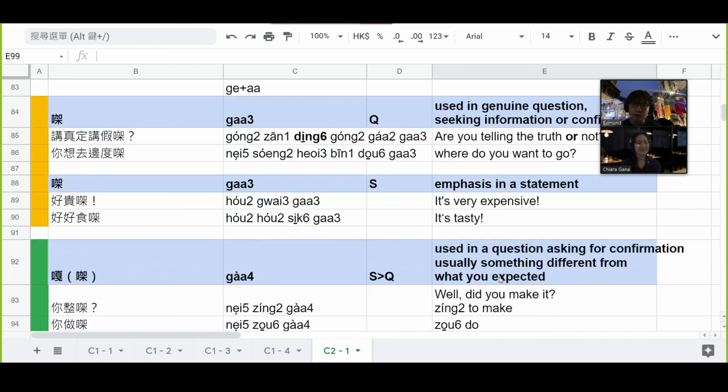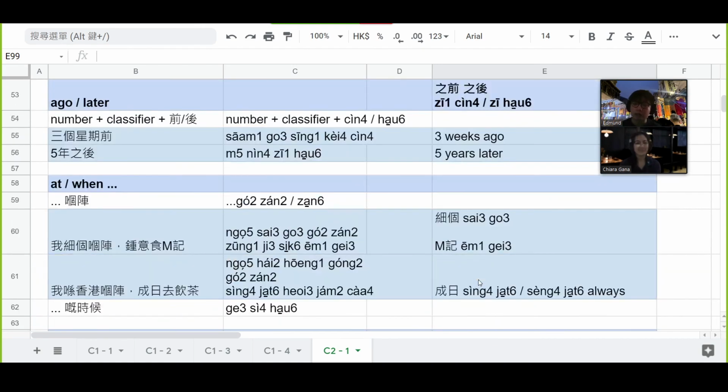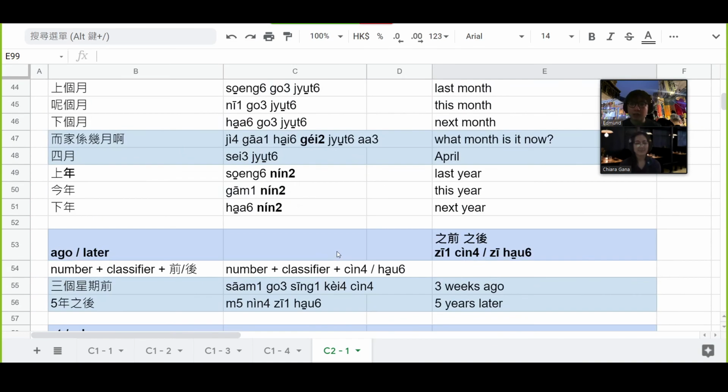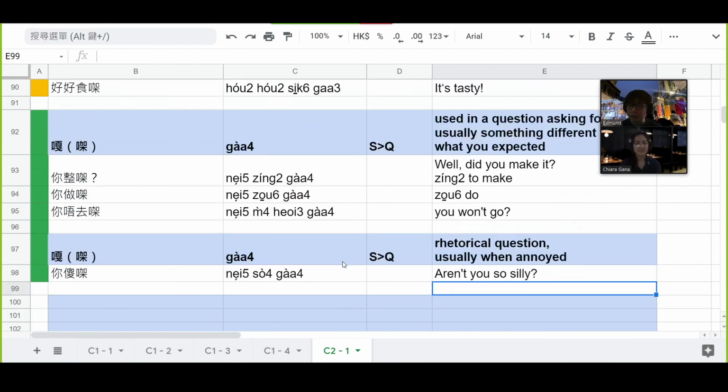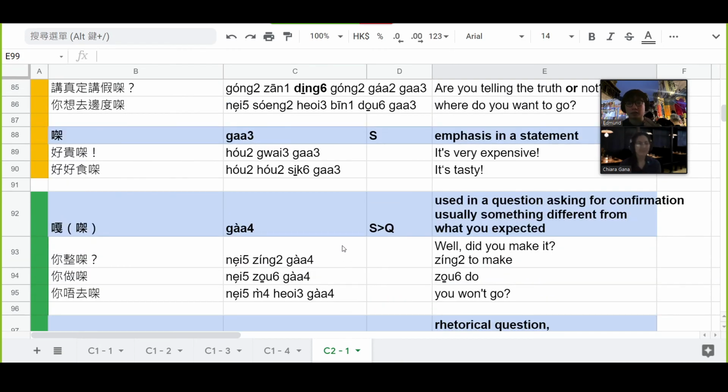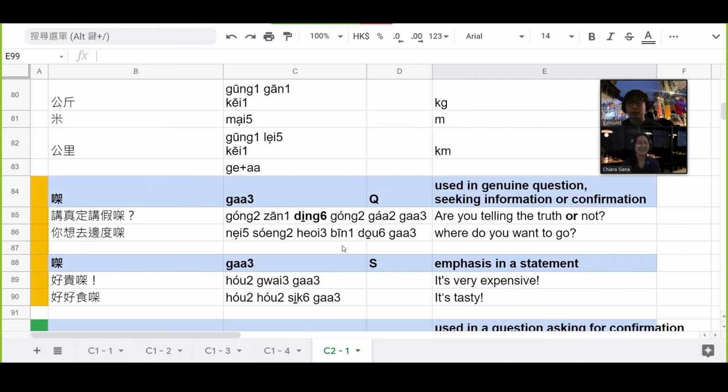Next time we will be talking about some other expressions and maybe one more sentence final particle. We've done AA and GAA, and next time we will be doing LAA. Here with GA we only talked about the third tone and fourth tone. LAA will be the first tone, third tone, and fourth tone, very similar to AA.